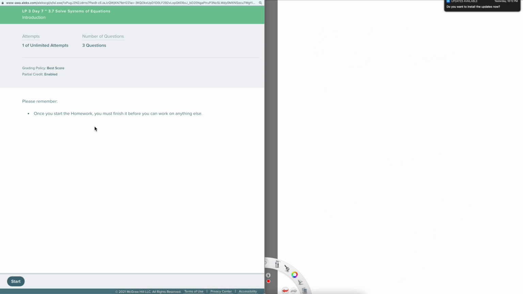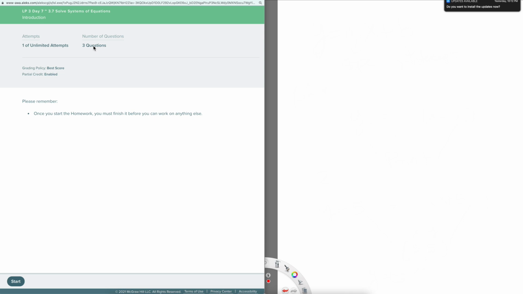The number of questions just tells you how many this particular assignment has. So this one has 3. Depending on the section, it should be anywhere from 1 to 10 questions. Just depends on how many were available. Grading policy is best score, so you get to keep the attempt that has the best score on it. And partial credit is enabled, so if I answer 1 of 3 questions, I get credit for my 1 question.